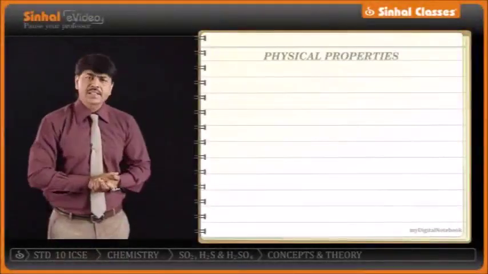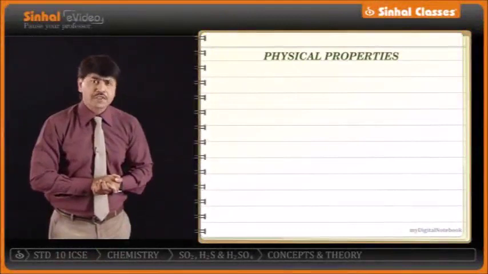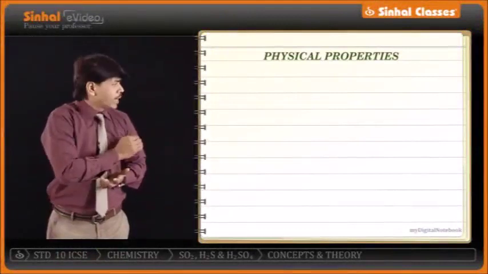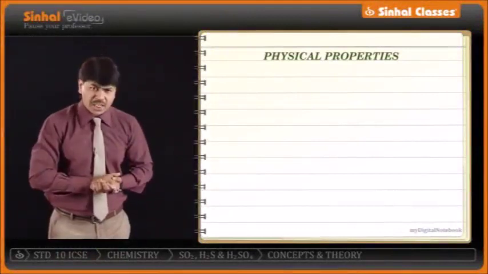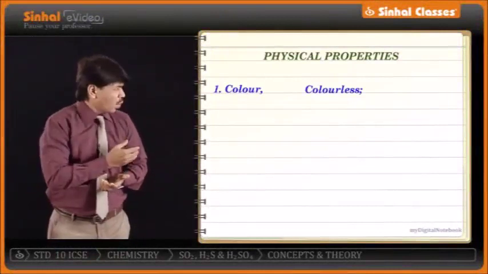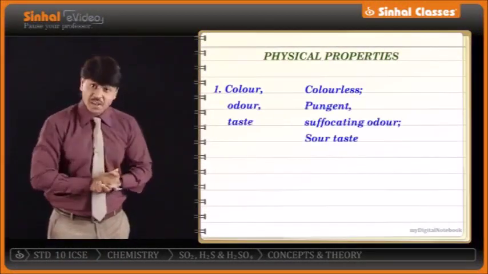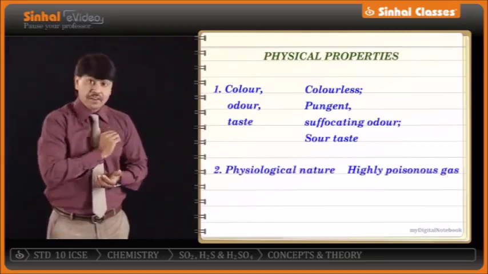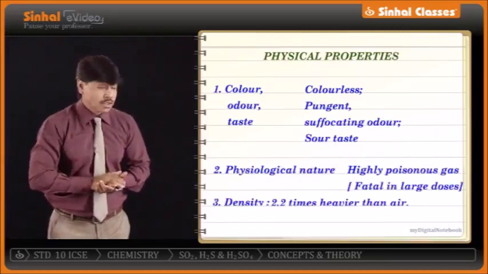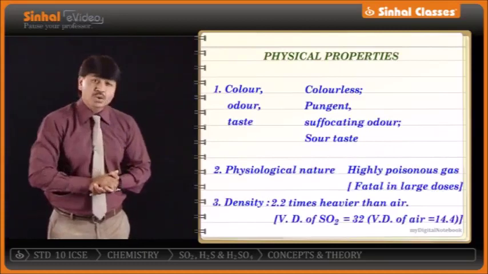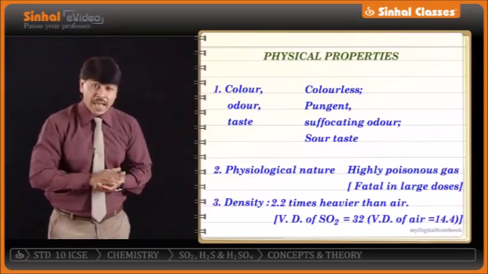Now, let's see some of the physical properties of sulfur dioxide. To begin with, with respect to color, it is colorless. Odor: pungent, suffocating odor. Poisonous, highly poisonous, fatal if taken in a large dose, whereas density is 2.2 times heavier than air.